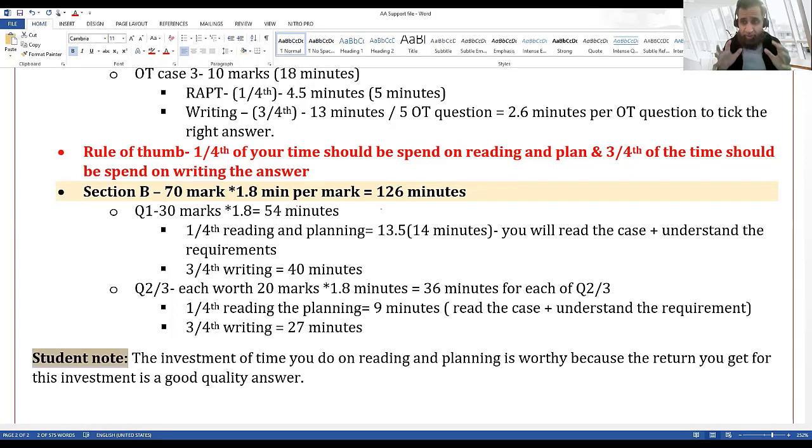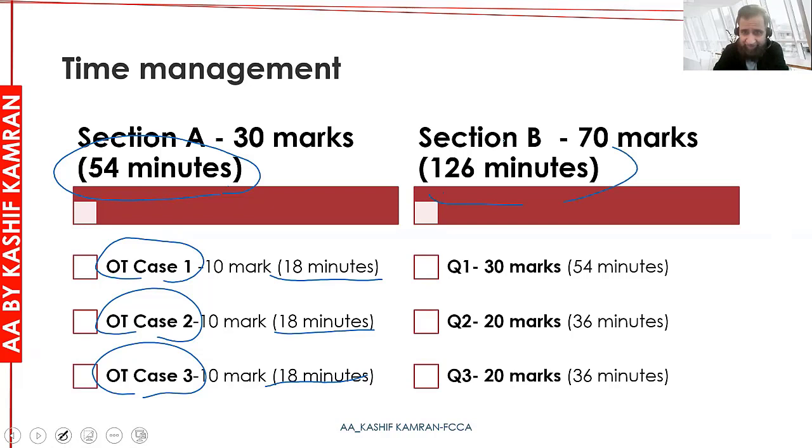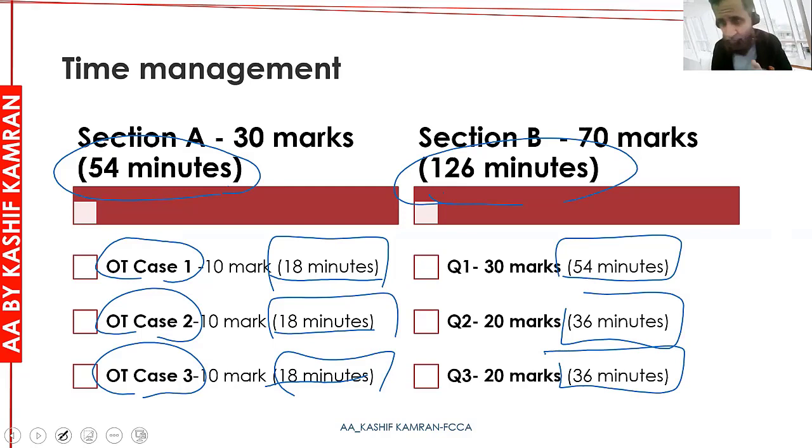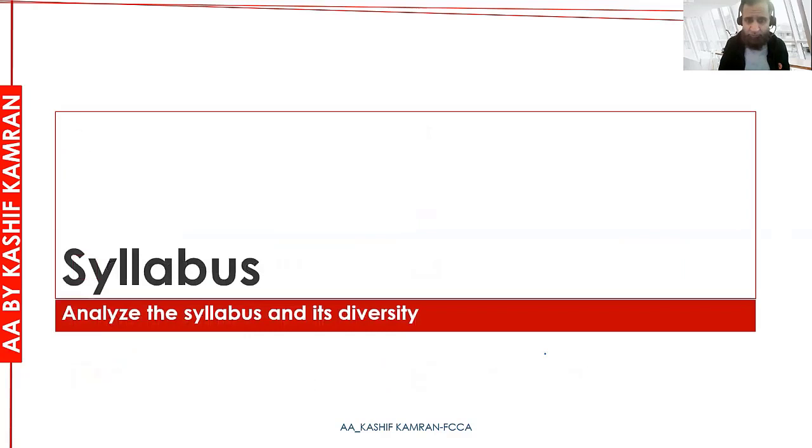I hope you're all satisfied with this time management allocation between section A and section B, because that's a frequently asked question: how much time to be allocated? I hope you're all clear with time management. So we have done section A, 54 minutes, and section B, 126 minutes. We have individual and total times, 54 minutes, 36 minutes, but I've also broken those into 1/4 and 3/4 for the sake of your understanding. Is that clear?